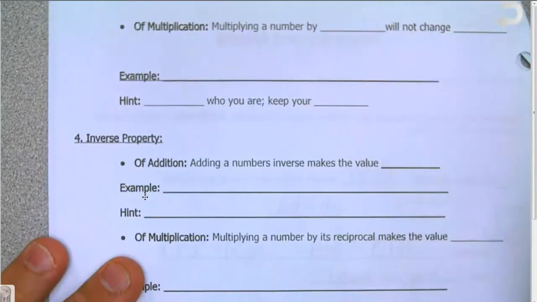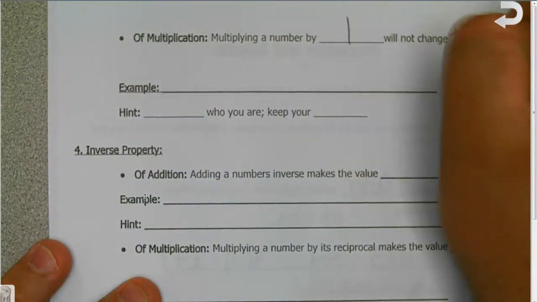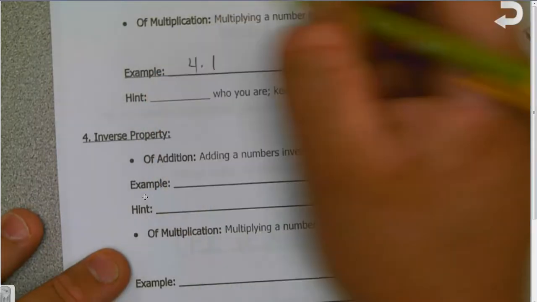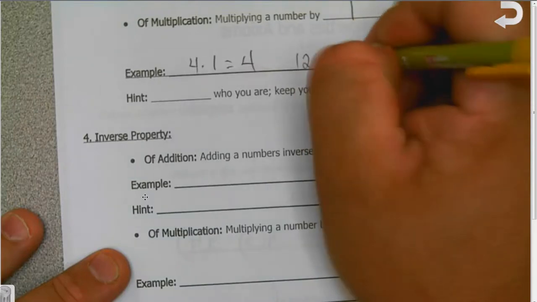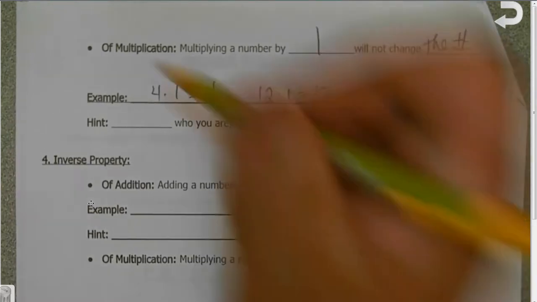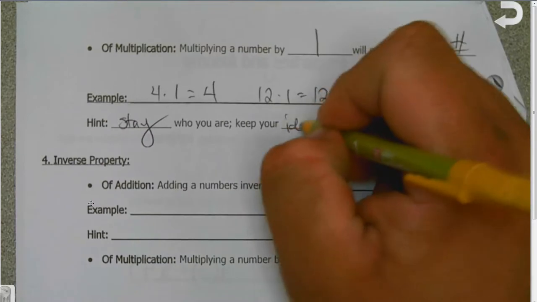Same thing with multiplication. If I multiply a number by 1, that doesn't change the number. So if I have 4 times 1, that's 4. 12 times 1 is 12. Okay, so for identity, the hint is stay who you are. Keep your identity.